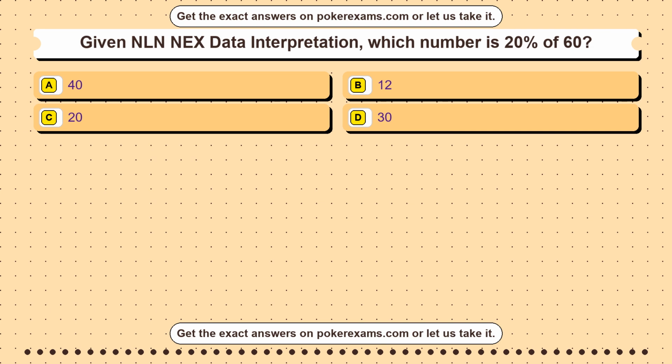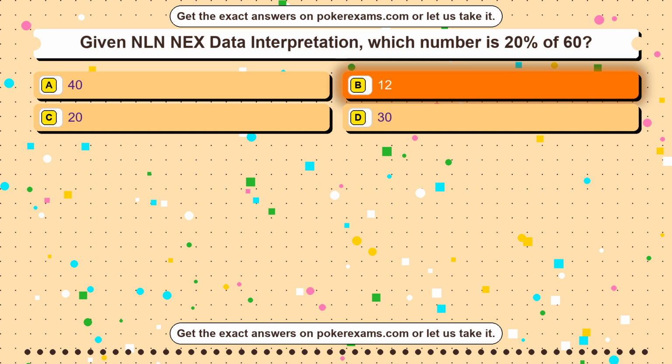Question 48. Given NLN NEX Data Interpretation, which number is 20% of 60? Option A, 40. Option B, 12. Option C, 20. Option D, 30. The correct answer is option B. 12.